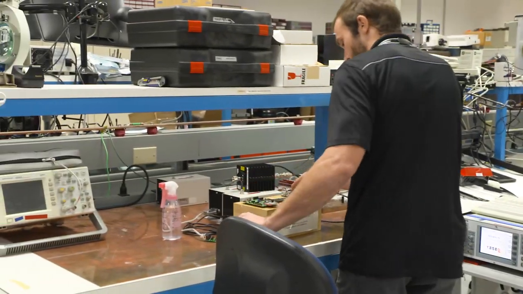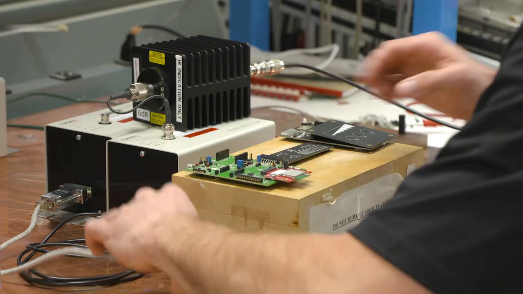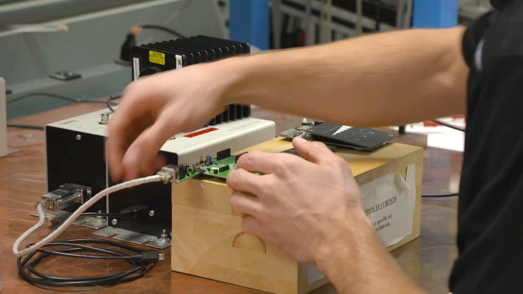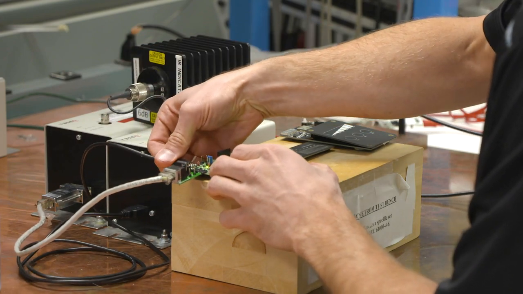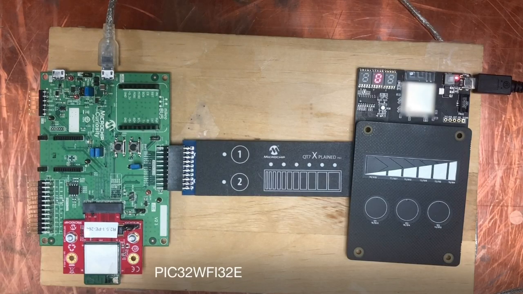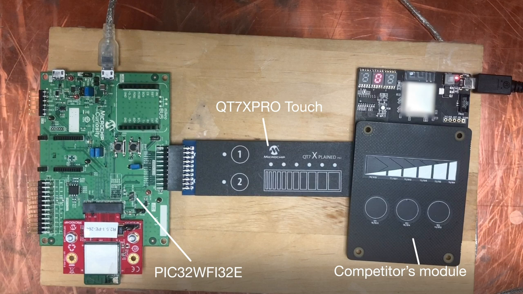In this next video, shot in our Microchip labs, we see the responsiveness of the WFI32 Touch and a rather eye-opening comparison to a competitive solution. Here we are using the PIC32 WFI32E Curiosity board connected to a QT7 X-Pro Touch extension board and Microchip's MPLAB Harmony Touch library. For comparison, on the right side you see the competitor's Wi-Fi plus Touch module running that vendor's touch software. Both boards are supplied by USB power from the same source and tested under identical conditions. Now let's compare the touch speed of the buttons and slider for both solutions.